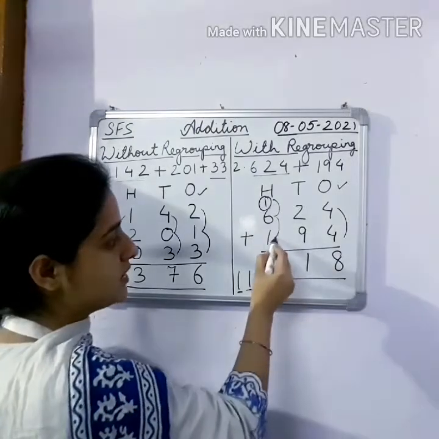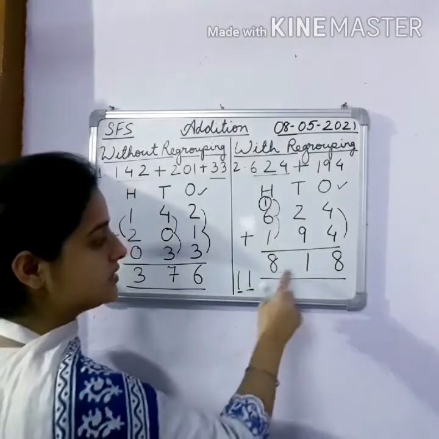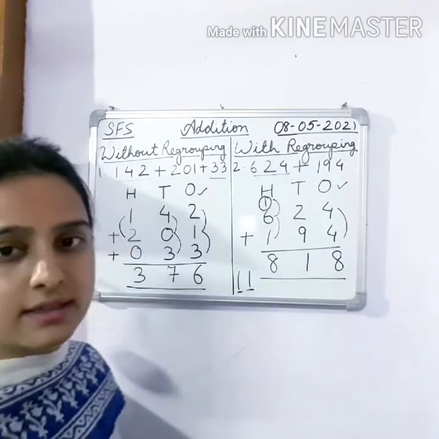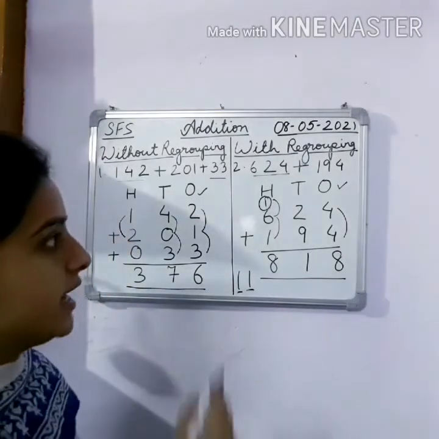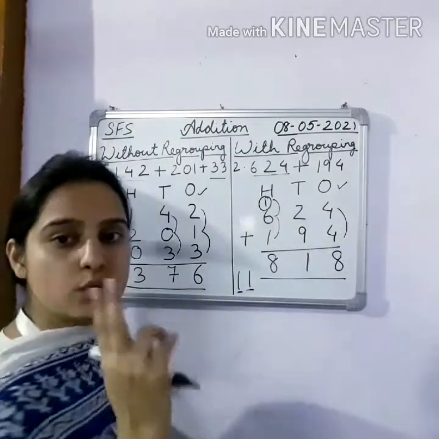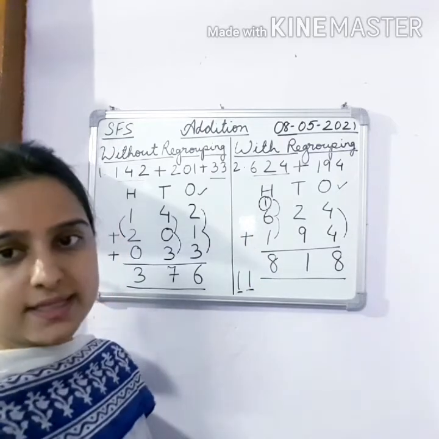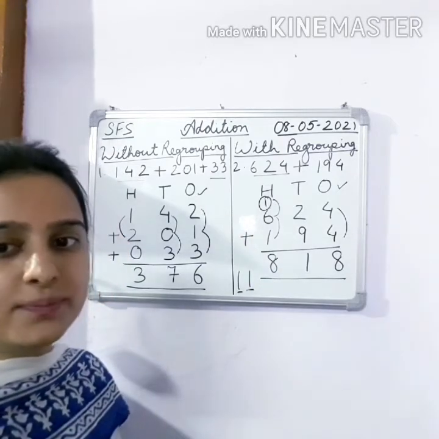Then 7 plus 1 is 8. So here we get 818. Okay, so this is how we do addition with regrouping. So when a two-digit number comes, we carry over to the next place. Is it clear to everyone?